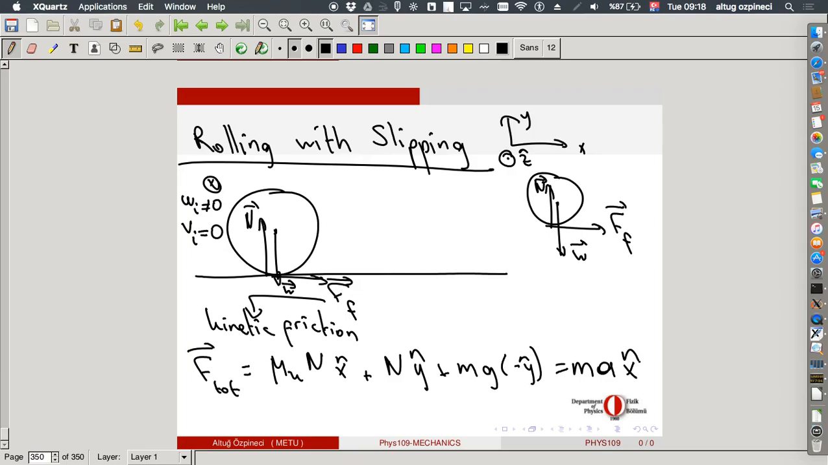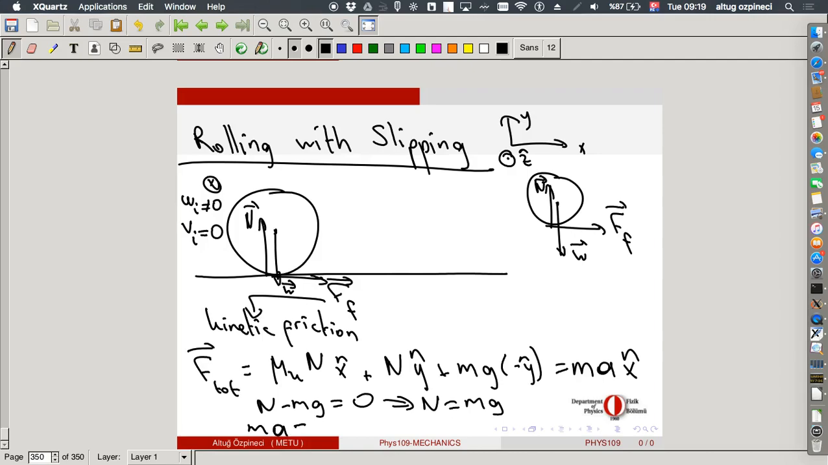At this moment, I still don't know what the normal force is, so I cannot write that the kinetic force is mu k times mg. I don't know that yet. Now I need to solve this equation. When I'm solving this equation, I see that there is no y component on the right hand side, so the y component should also be 0 on the left hand side. So N minus mg is equal to 0. Now I know that the normal force is equal to mg.